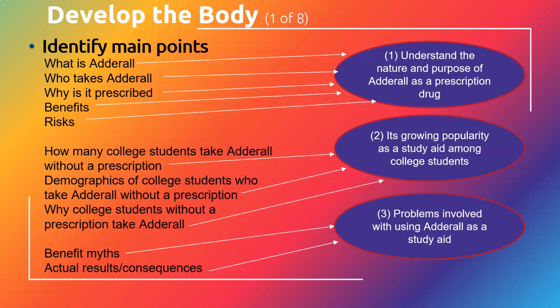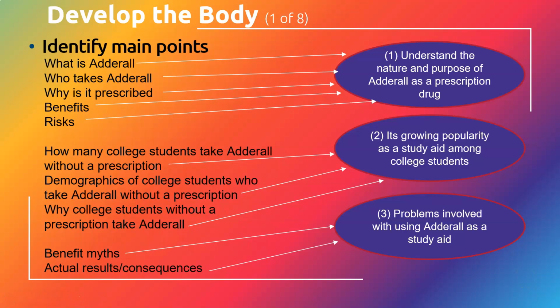So the first thing you need to do to develop the body is identify the main points. In the speech, 6 to 8 minutes, I think, is the time limit. You don't have time for more than a maximum of 4 main points. 3 is probably a good number if you stick to that. So you have 3 main points: understanding the nature and purpose of Adderall as a prescription drug, its growing popularity among college students, and then problems with using Adderall as a study aid.